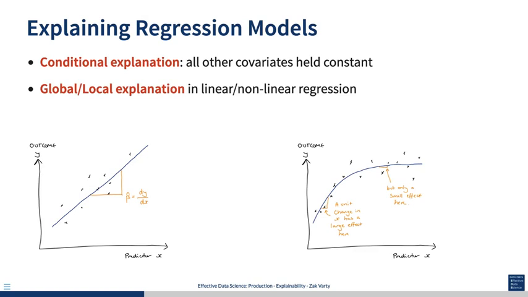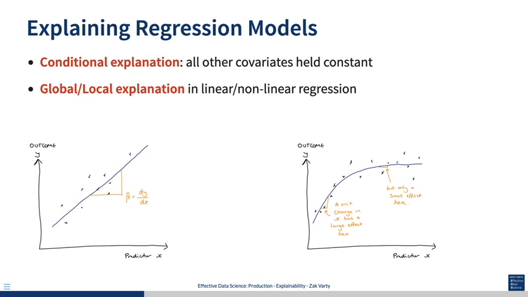Another model that's relatively straightforward to interpret is a linear regression. We can interpret this model using the estimated regression coefficients, which describe how the predicted outcome changes with a unit change in each covariate, while the values of all the other covariates are held constant. In this way, it's a global and conditional explanation.